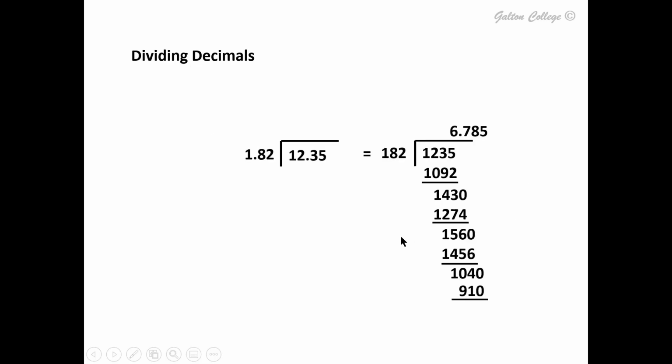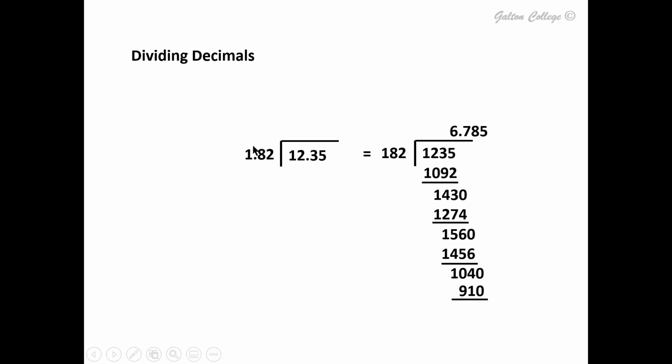Dividing by decimals. Well, this is not pretty either. This is quite difficult as well. You have to remember the rules. Let's say we're dividing 12.35 by 1.82. Well, that's difficult. So what we do is we make the divisor a full number. Make this one a full number.